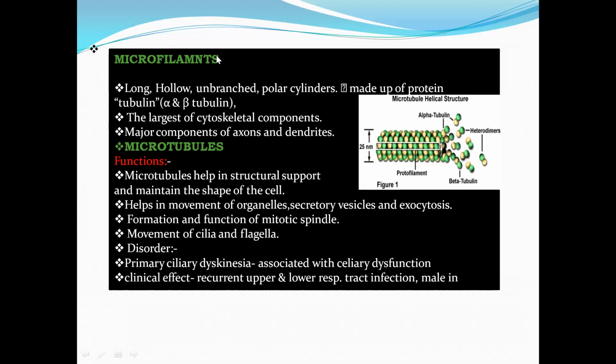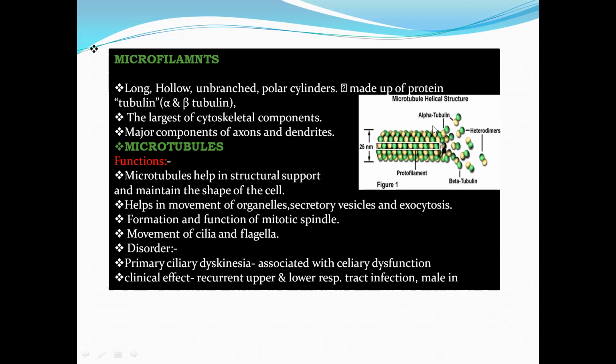First of all, we will discuss the microfilaments. You can see that this is the structure of microfilaments, a long, hollow, unbranched, polar cylindrical structure made up of proteins. These proteins may be tubulin, and tubulin is of two types, alpha and beta. So it is proteinaceous in nature, and the protein's name is tubulin, which is further divided into alpha and beta.